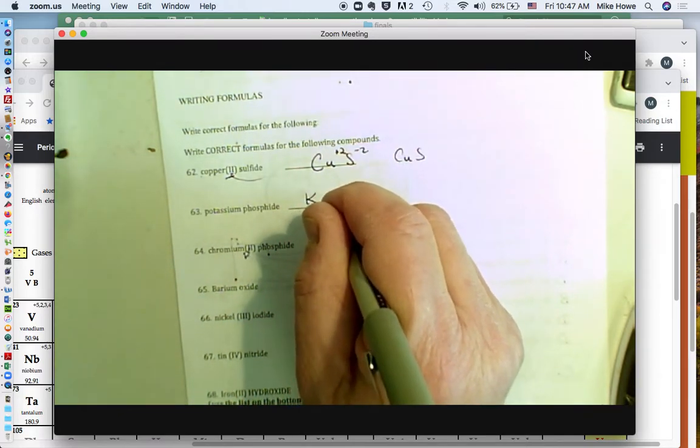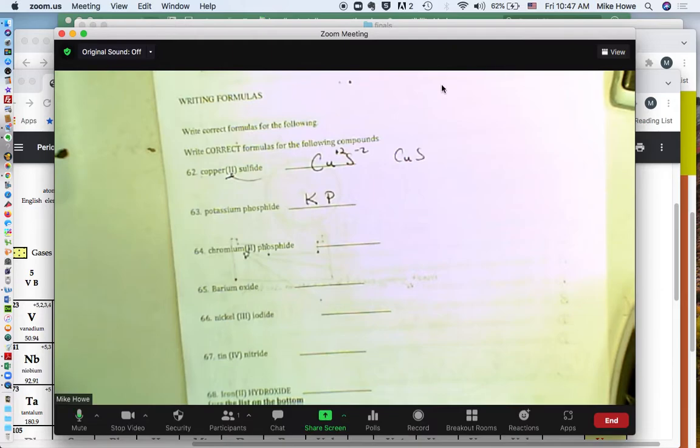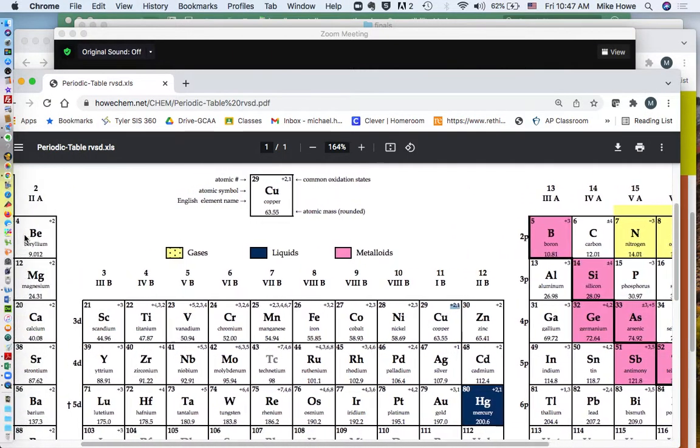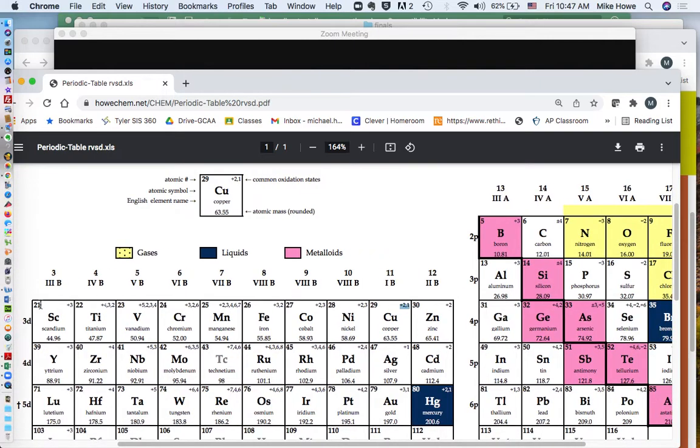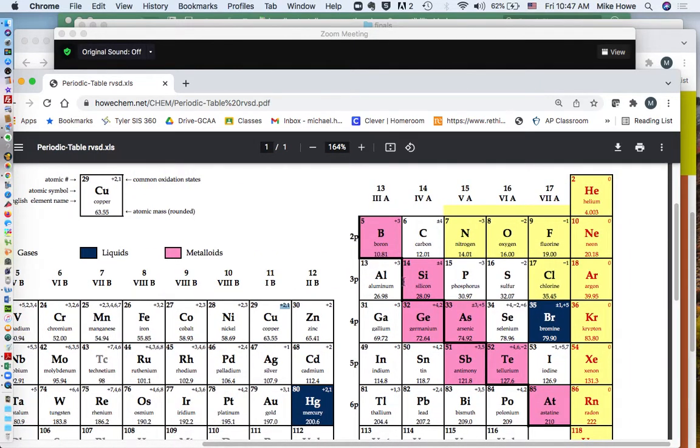The next one's potassium phosphide. If you look at potassium, over here, potassium's got a +1 charge right there. Phosphide, remember the IDE ending means plain element, that's -3, so you're going to have K3P.